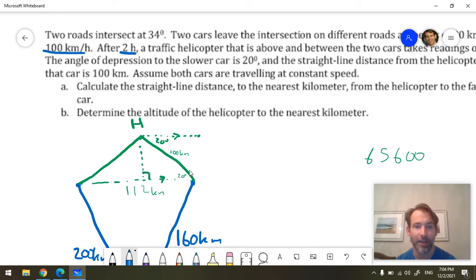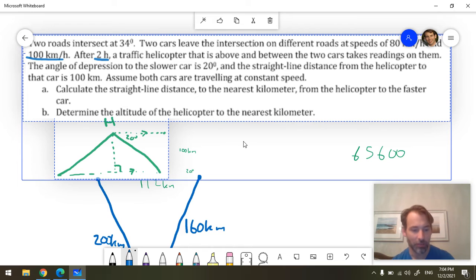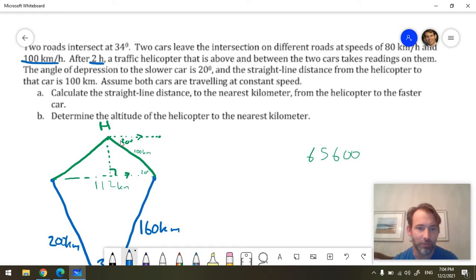So that line is 100 kilometers between the slower car and the helicopter. I also used cosine law to find the distance between those 2 cars to be 112 kilometers. So that's another thing that we know, this side is 112 kilometers. And we know that this angle of depression is 20 degrees.